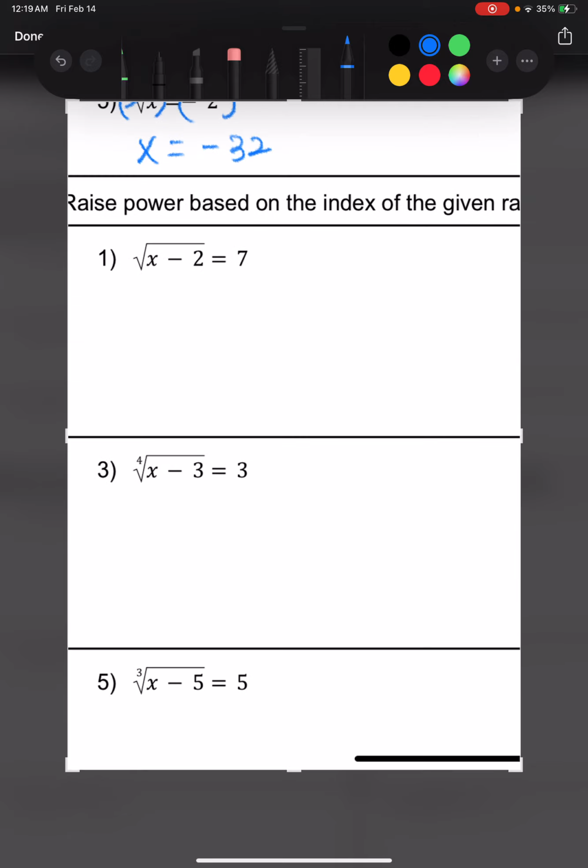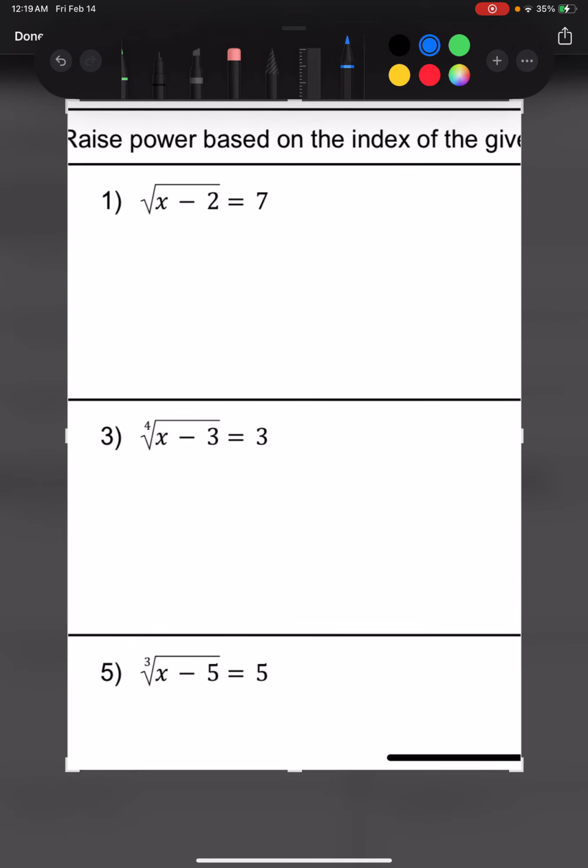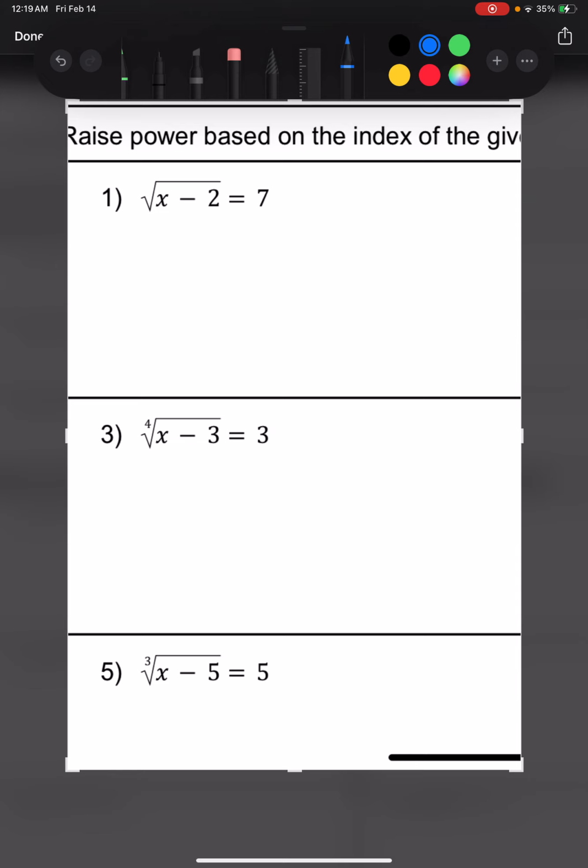The first one, you have a little more than x in the radical. First step, you also need to raise the power. Because we want to solve for x, we need to get x minus 2 by itself. So we need to remove the radical sign. By raising the power to 2, because when there's no number, that means the index is 2. So your index and your power have to match.